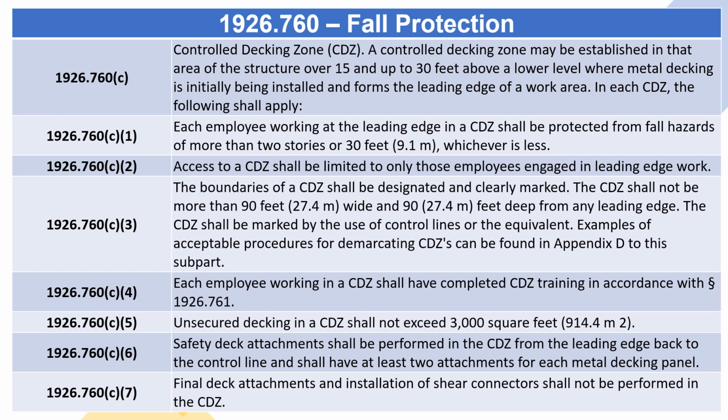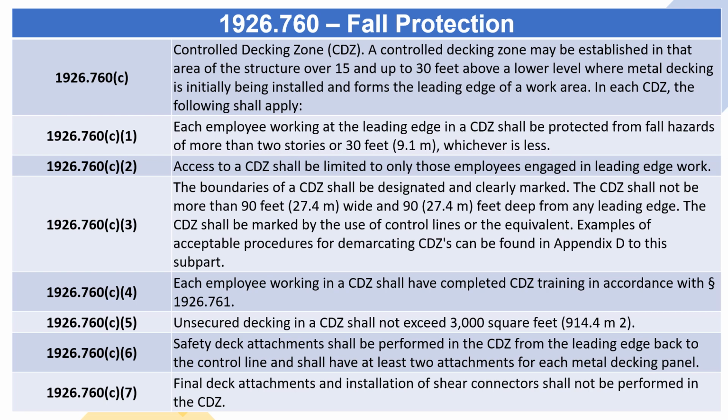1926.760 C.2. Access to a CDZ shall be limited to only those employees engaged in leading edge work. 1926.760 C.3. The boundaries of a CDZ shall be designated and clearly marked. The CDZ shall not be more than 90 feet (27.4 meters) wide and 90 feet (27.4 meters) deep from any leading edge. The CDZ shall be marked by the use of control lines or the equivalent. Examples of acceptable procedures for demarcating CDZs can be found in Appendix D to this subpart.